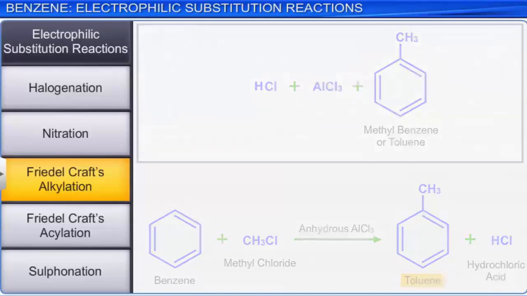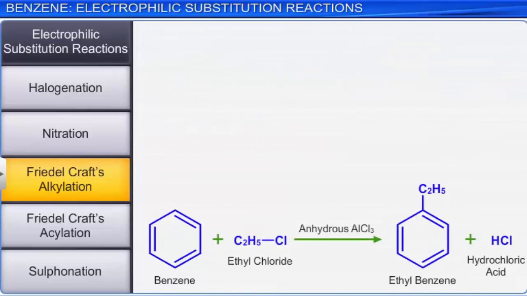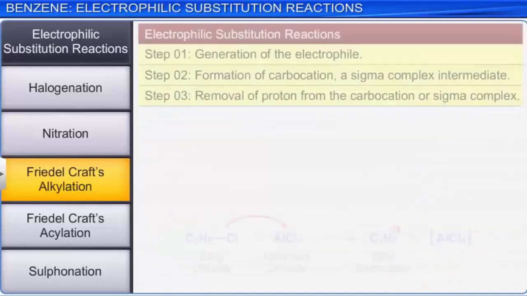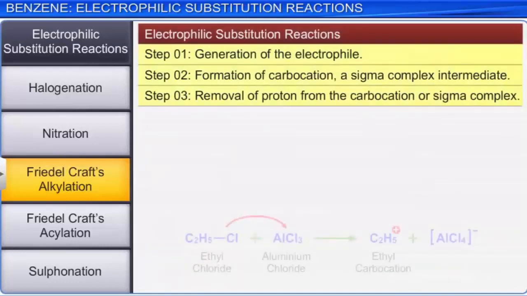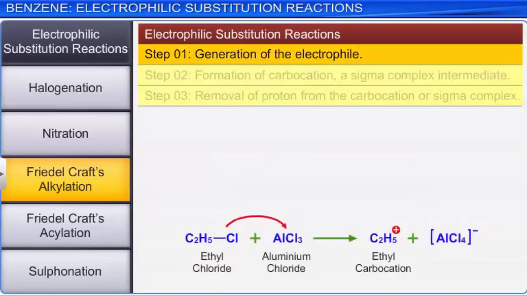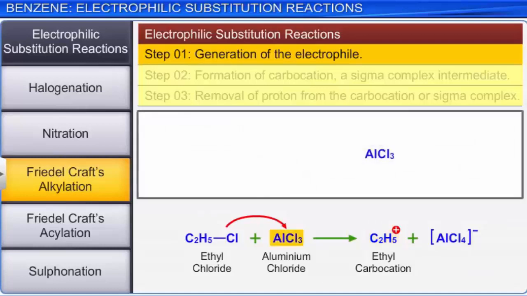Similarly, benzene reacts with ethyl chloride in the presence of anhydrous aluminium chloride to form ethyl benzene. Let's discuss the mechanism of this reaction. First, an electrophile, which is a carbocation, is generated when anhydrous aluminium chloride combines with the attacking reagent ethyl chloride, as shown here.